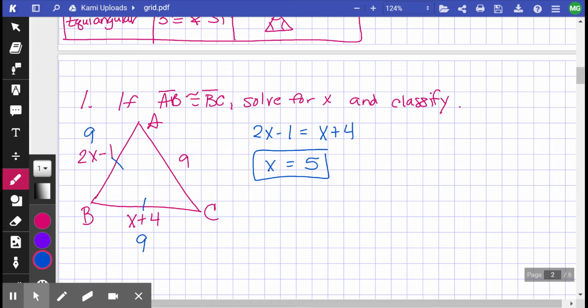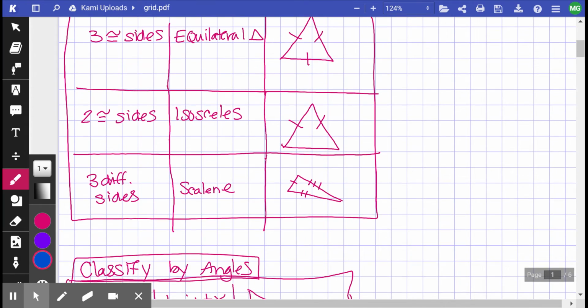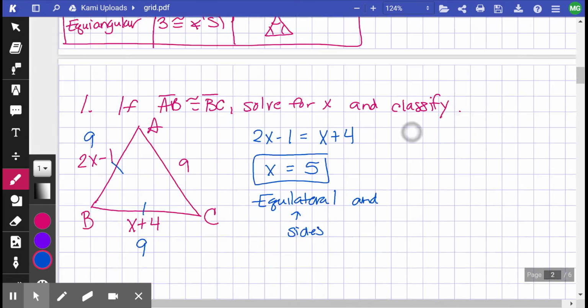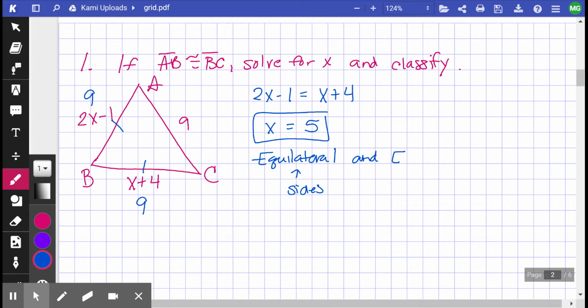So while I may have thought it was isosceles by the given, it's actually equilateral because all three sides have length 9. So that's by its sides how we would classify it. From the sides table up here, you choose one of these. And then from the angles, we know if it has three congruent sides, it has three congruent angles. So it's also equiangular.